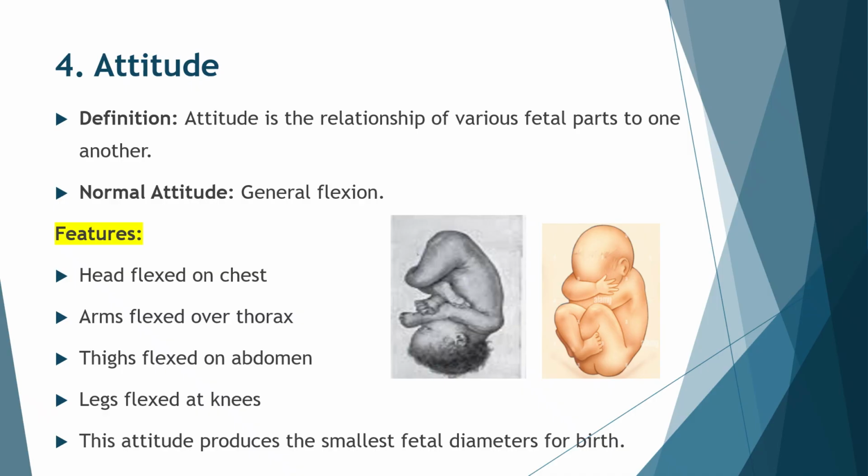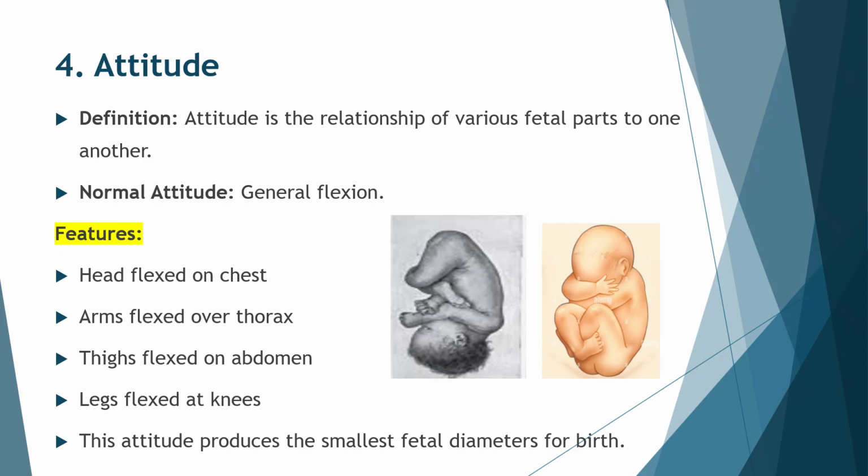Attitude refers to the relationship of the different parts of the fetus to one another. In simple words, it describes the posture of the baby inside the uterus. The normal fetal attitude is called general flexion. This means the baby curls up into a compact position, almost like a folded ball.